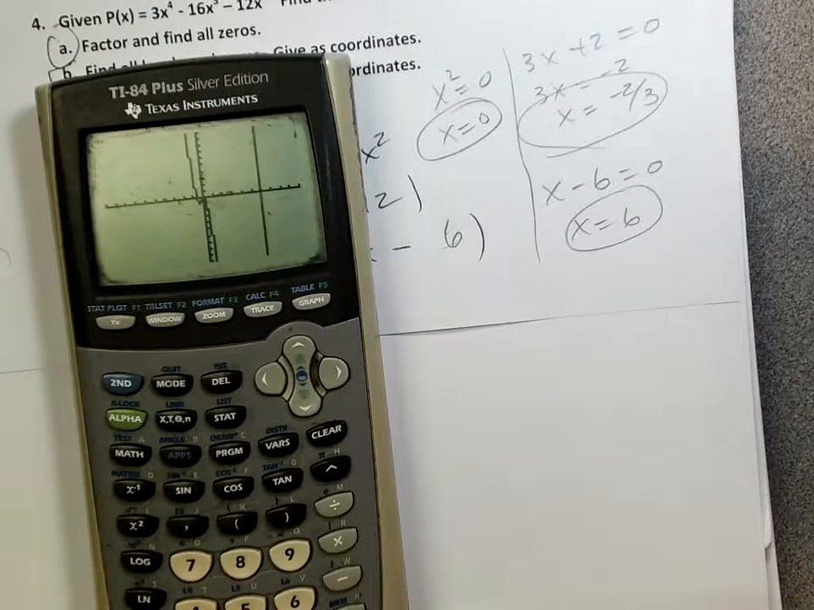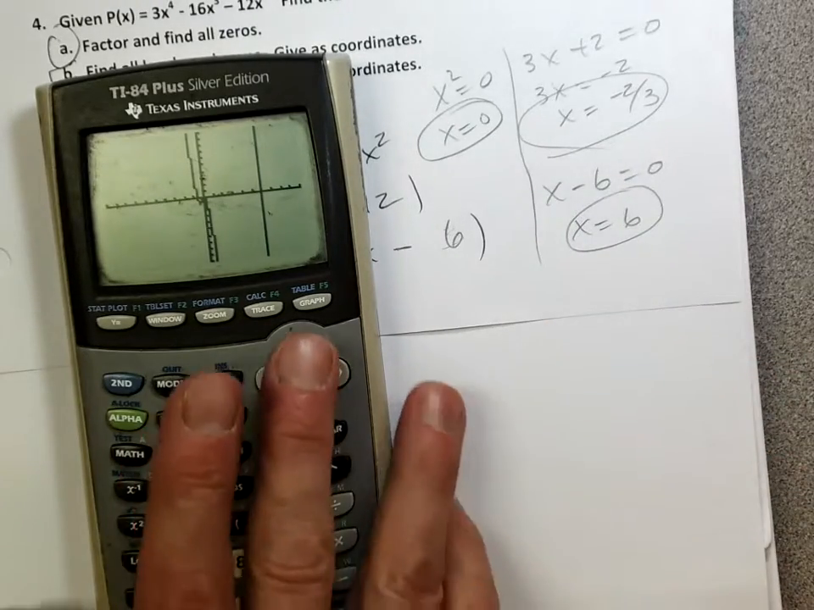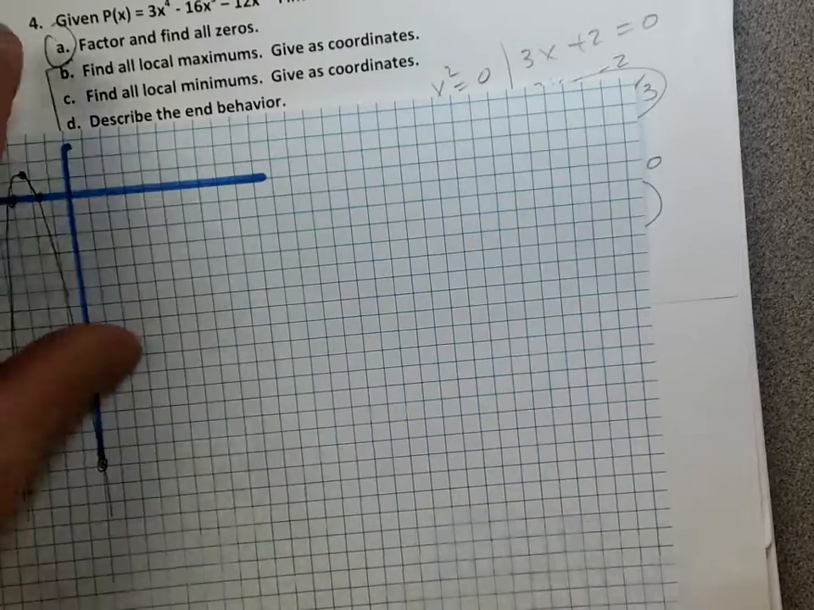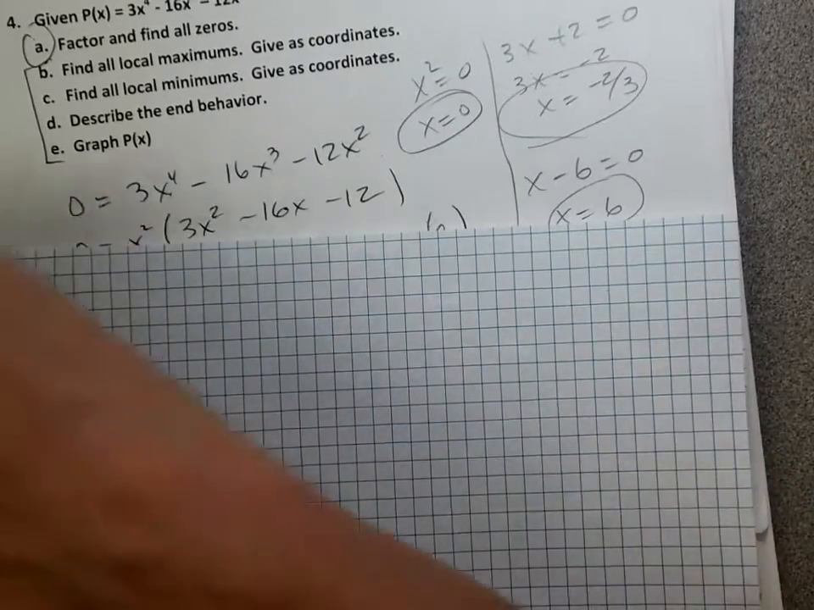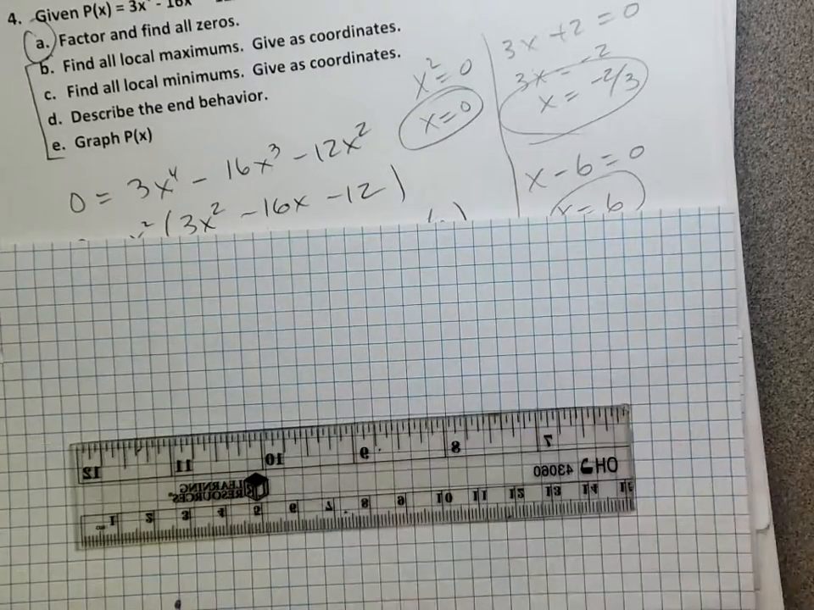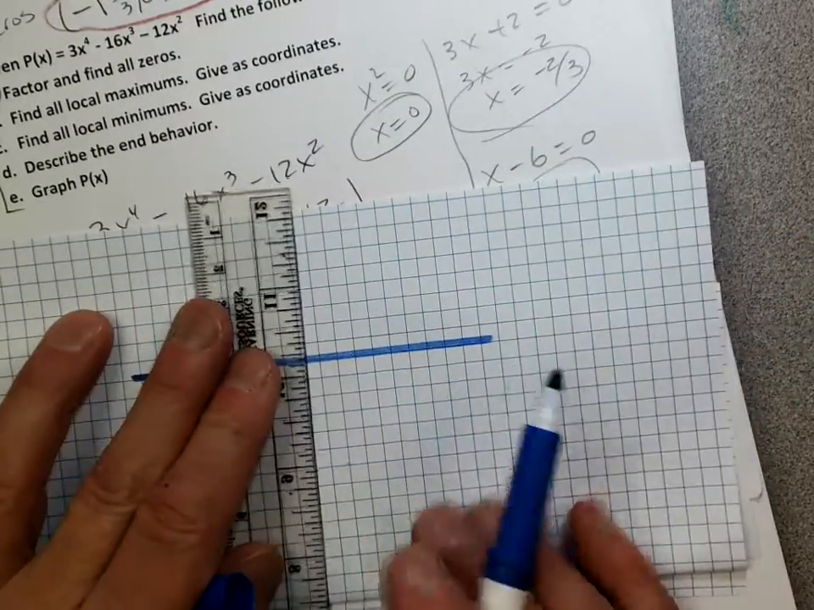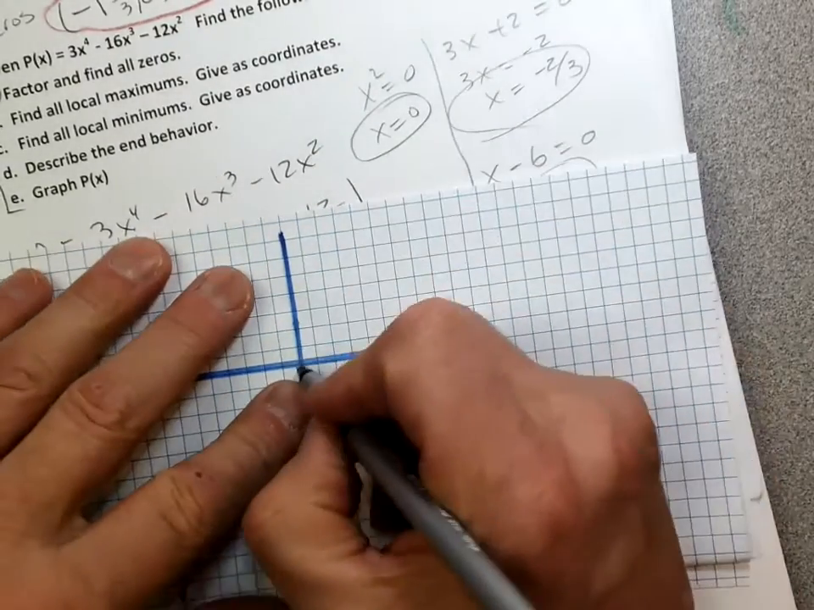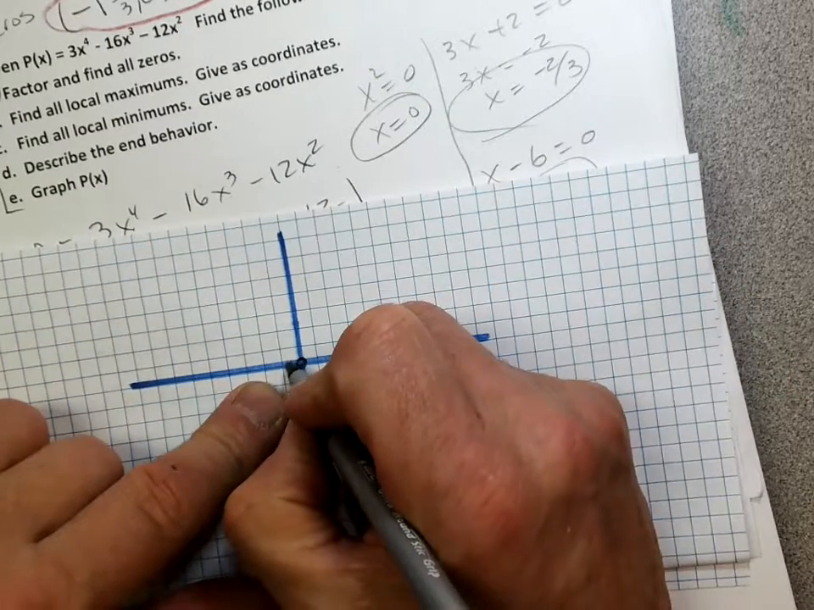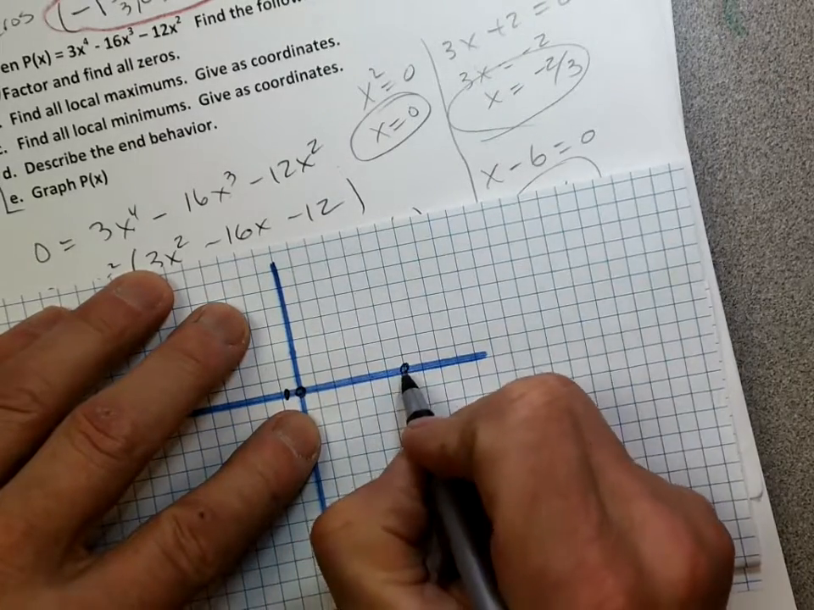So something weird's happening in here, but I kind of already know what's going on because I have the zeros, right? So just for right now, let me pull the calculator away and draw in my graph. Let me put down what I do know. I know I'm going to have a 0 at 0 and at negative 2/3, which is right about there, and at 6.